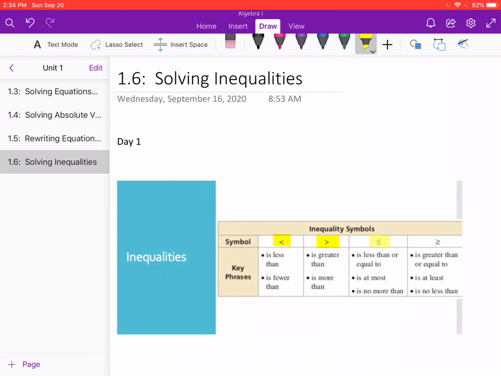Our next one is less than or equal to. Some other phrases are "is at most" or "is no more than." And the last one is greater than or equal to. Other phrases are "is at least" or "is no less than." Those phrases are going to help you when translating from an English sentence to a math sentence.